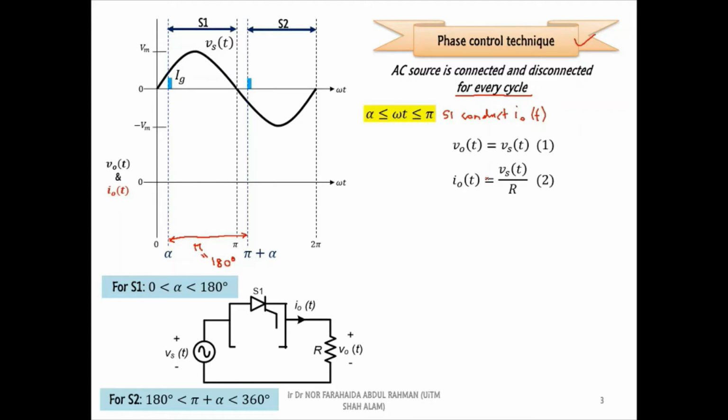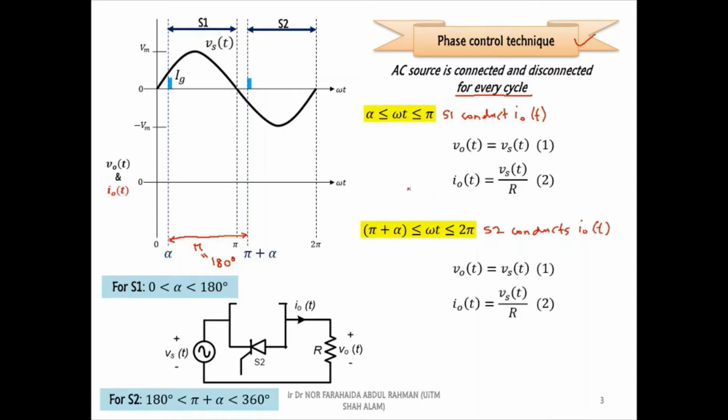Next, when S1 turns off at pi, we can see S2 will turn on within this conduction range. We can obtain these following equations, where from these equations, we can see the wave shape of both output voltage and current is still following the supply voltage waveform. Thus, we can sketch the output voltage and current waveforms as follows.